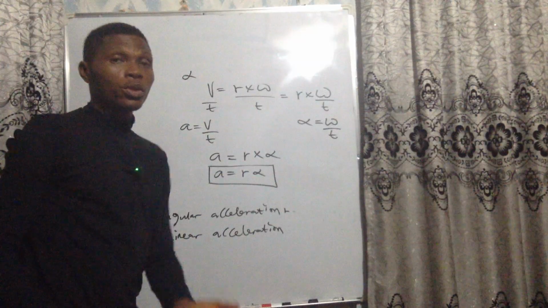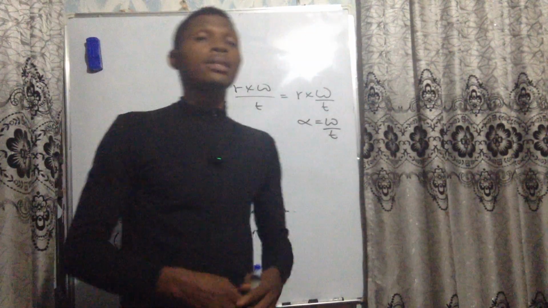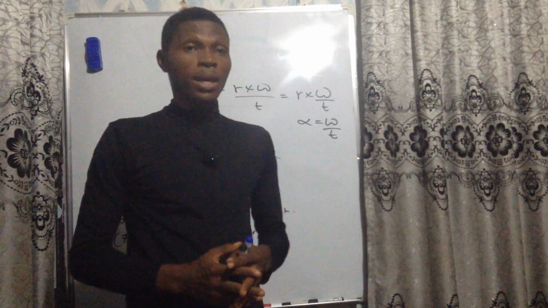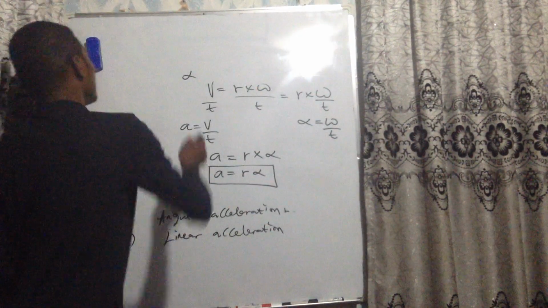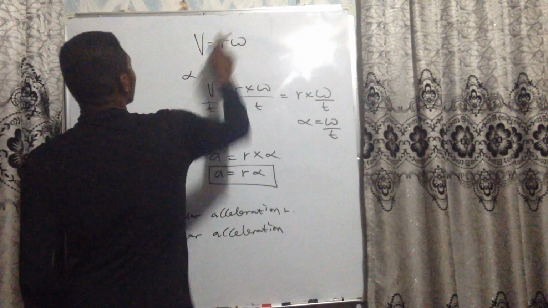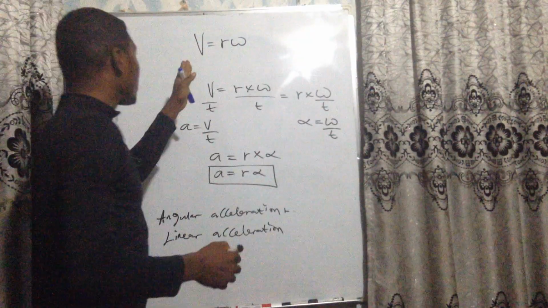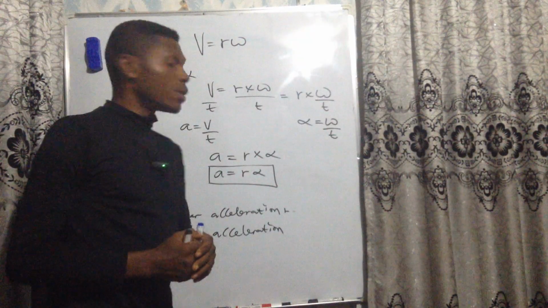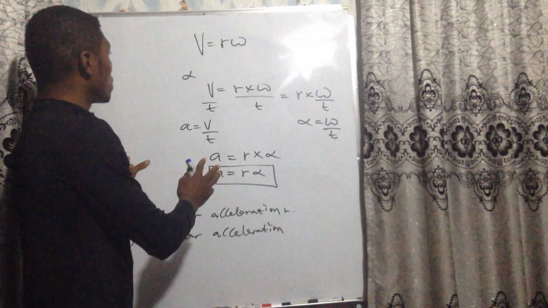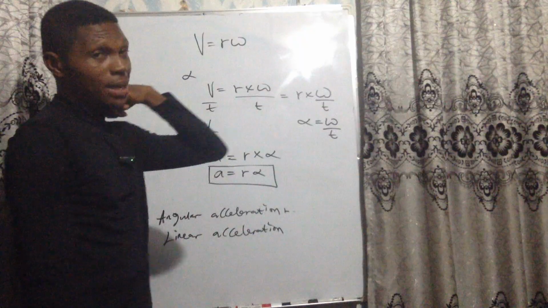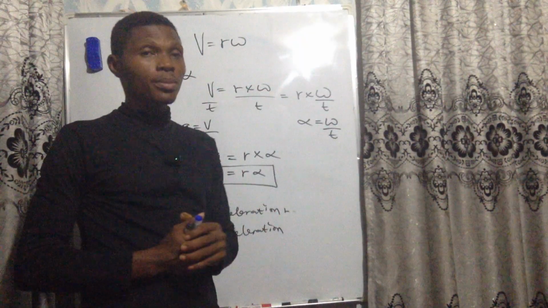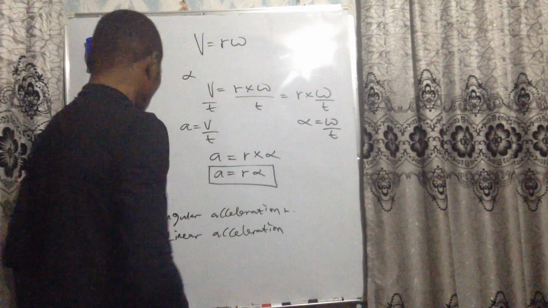So linear acceleration, you know what linear acceleration is. Linear acceleration is the rate of change of what? Of linear velocity, with time. You see this v, v is the linear velocity. v equals radius times omega, this is the angular velocity. Linear velocity, angular velocity. Okay. So you know how to differentiate them. So it is important you know the definitions and the formulas of these concepts. It's very, very important.